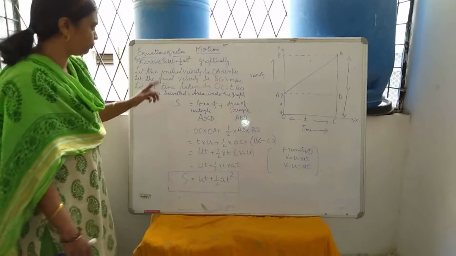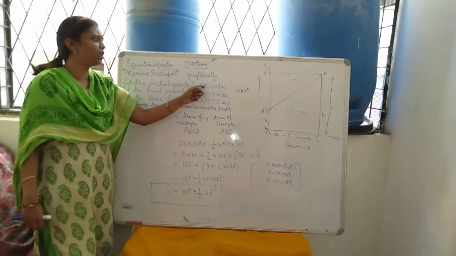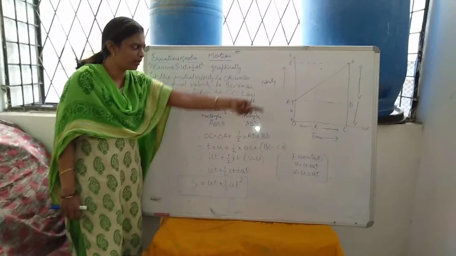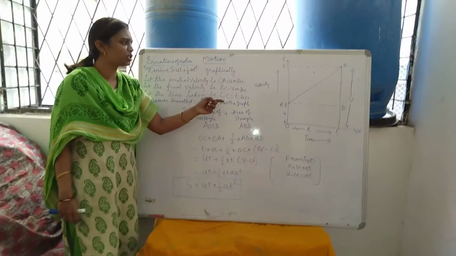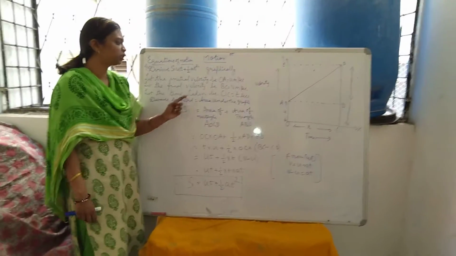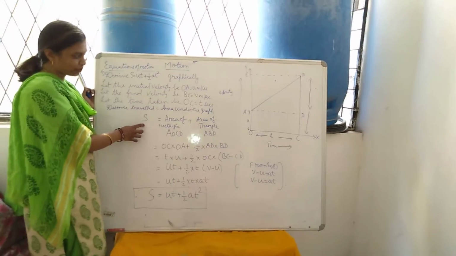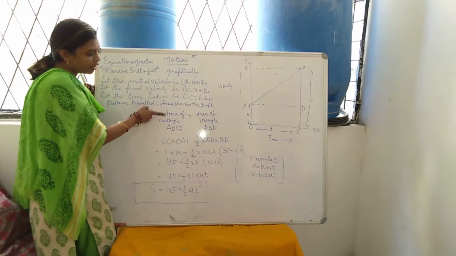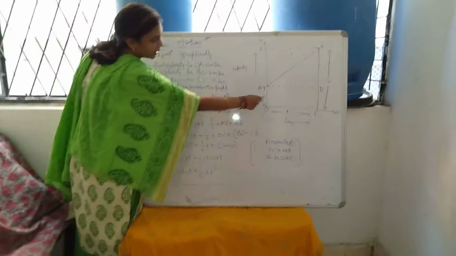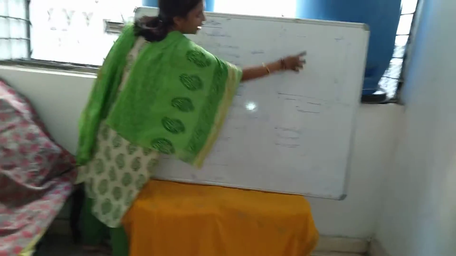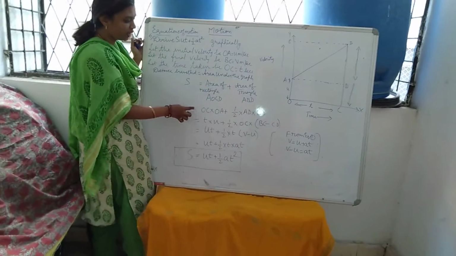Let the initial velocity OA be equal to u meter per second. Final velocity BC is equal to v meter per second. Time taken OC is equal to t seconds. Distance travelled, that is area under the graph, you will call it s. Area under the graph means area of the rectangle AOCD plus area of the triangle ABD.